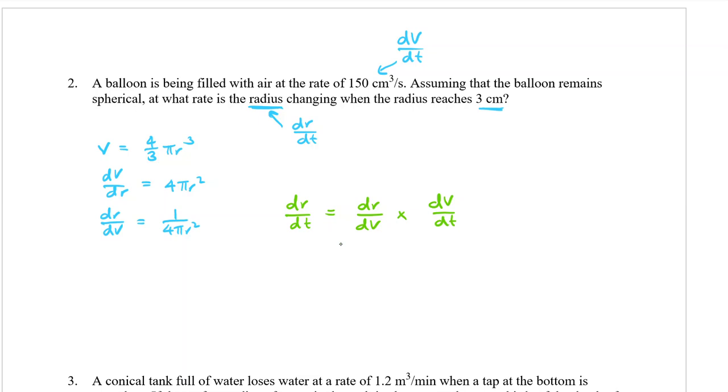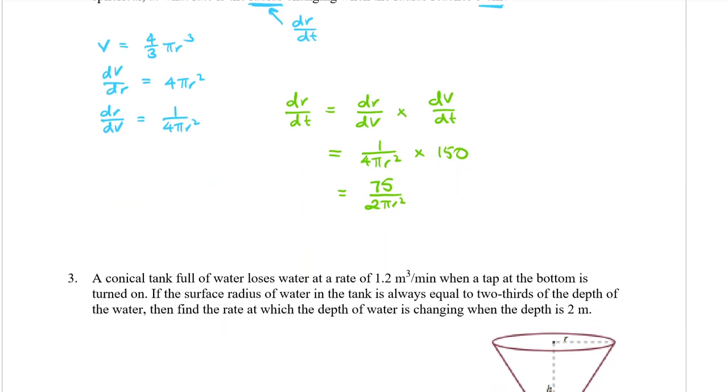Okay, so let's sub in. dr over dv is 1 over 4 pi r squared times by dv over dt, which is 150. Okay, 150 divided by 4. If I keep it exact, I can divide top and bottom by 2. It'll be 75 over 2 pi r squared. Okay, so there's my expression for dr over dt, or my equation, I should say, for dr over dt.